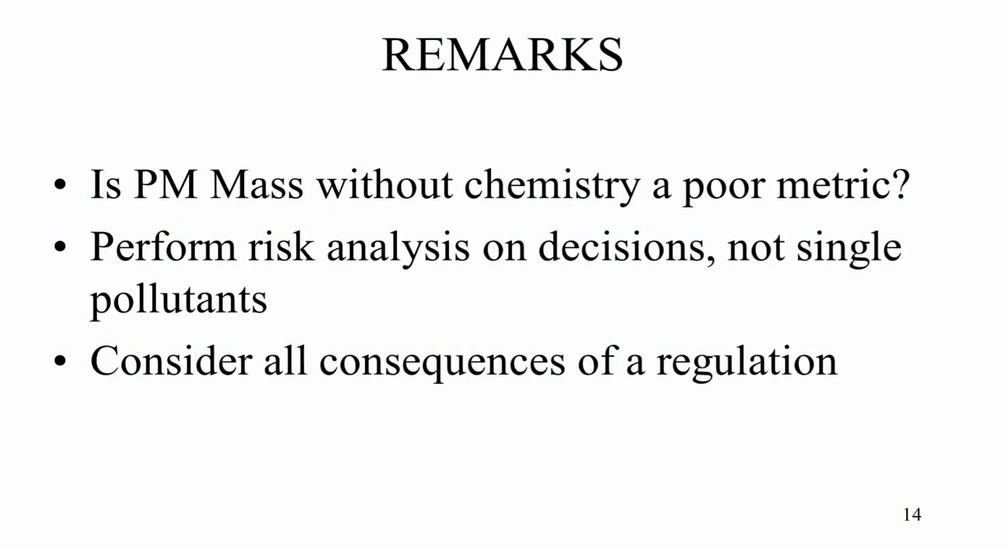Some remarks. One of the bottom lines as a result of what I've been describing is when you perform a risk analysis, you should perform it on the decision about a substance, not the substance. Because you can isolate any substance. Sodium chloride causes heart attacks and high blood pressure, and if you do a linear extrapolation to the safe level, it's going to be 0. So should we ban salt from our diets?